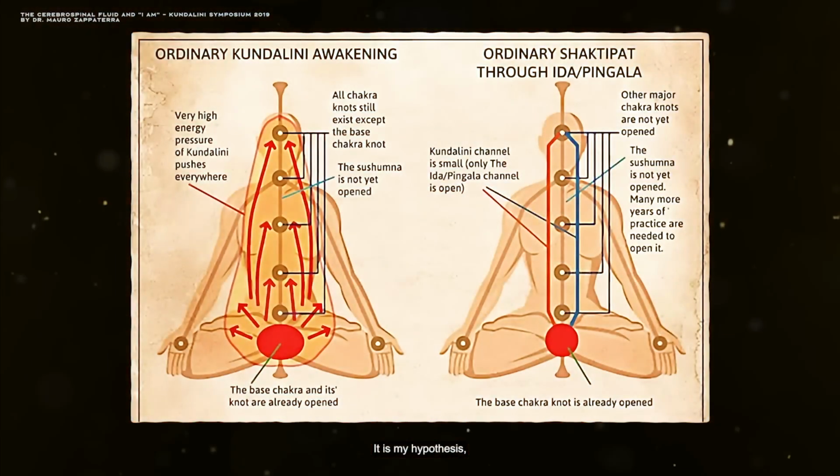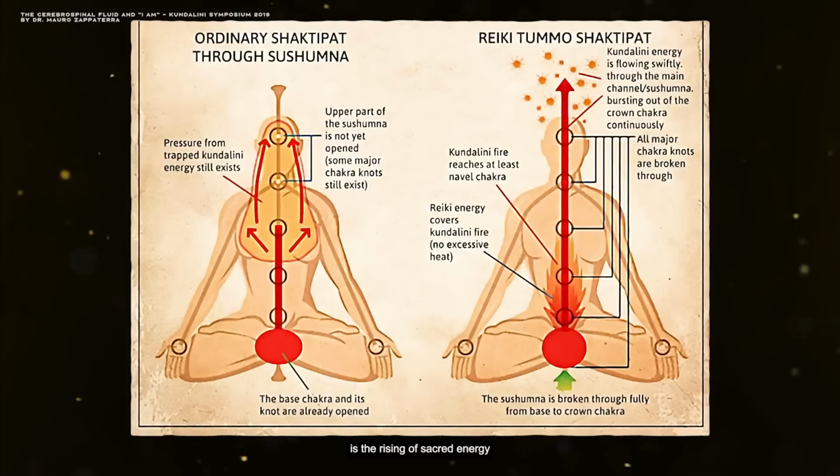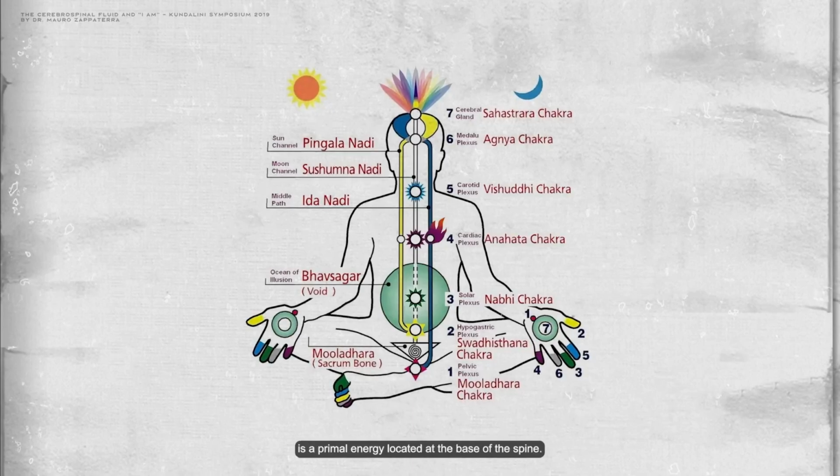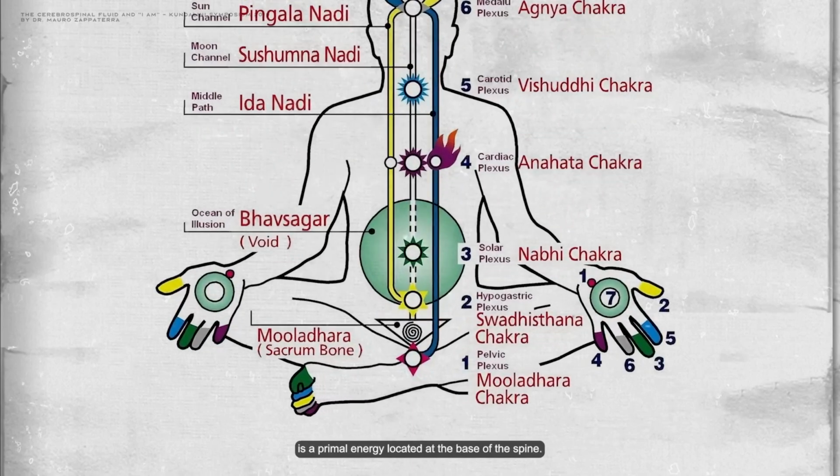It is my hypothesis that the biological occurrence of a Kundalini awakening is the rising of sacred energy from the sacrum to the head through the cerebrospinal fluid. Let's take a look at this closer. The Kundalini in yogic theory is a primal energy located at the base of the spine. Some say residing in the sacrum, like a sleeping serpent waiting to be awakened.